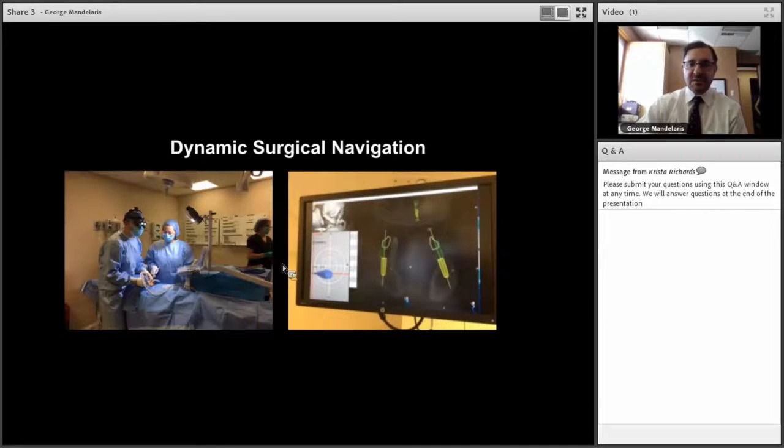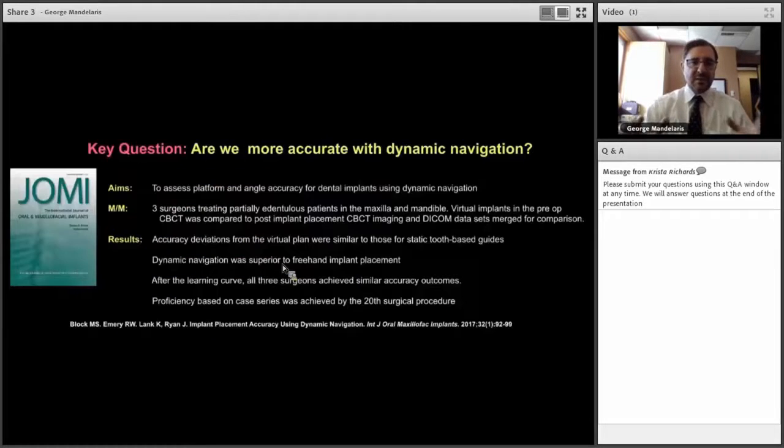Again, a little bit of a paradigm shift, because you need to look at a computer screen, transfer trust in the technology, and make sure that everything is where it needs to be.